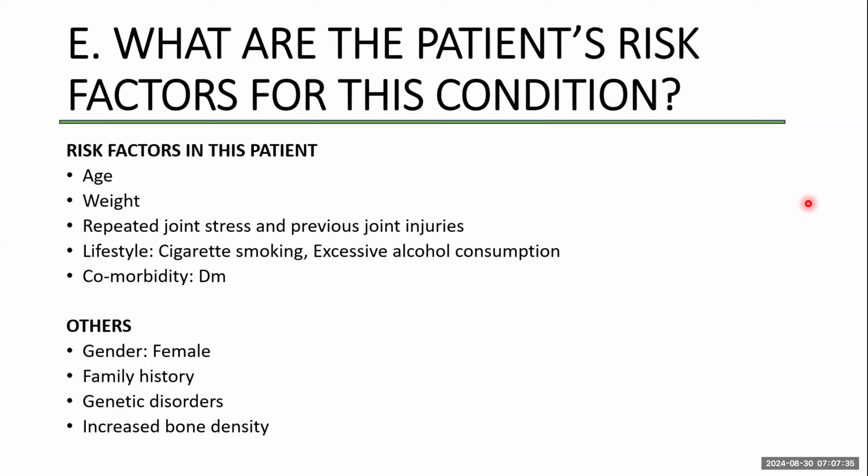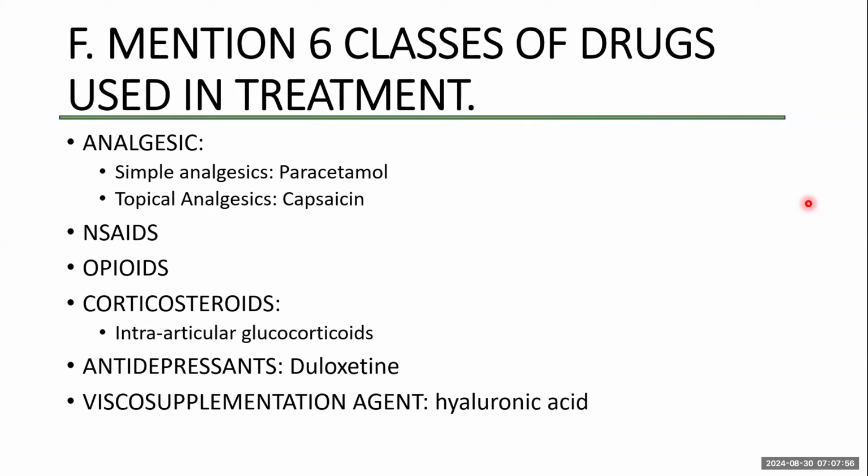Lifestyle, like cigarette smoking, excessive alcohol consumption, and also comorbidity, diabetes. It's been said that it's a secondary cause of osteoarthritis. So others include the gender, female, family history, genetic disorders that can increase the likelihood of osteoarthritis, and also increased bone density. So mention 6 classes.